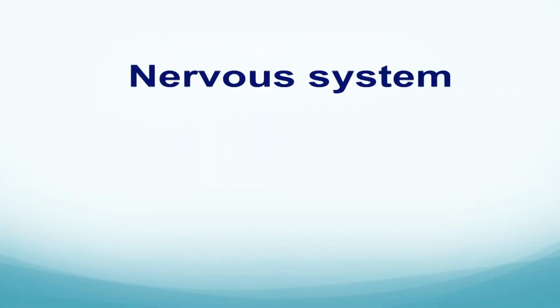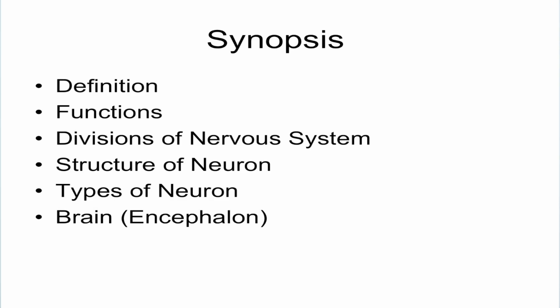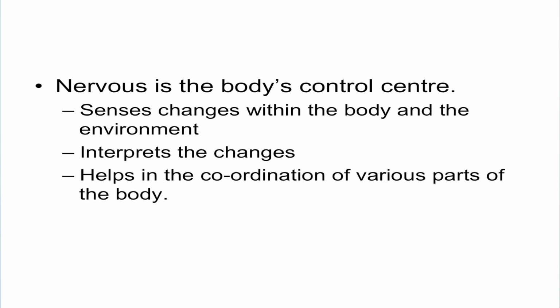So today we are going to study about the nervous system. Under this topic, first we'll see the definition, then the properties of the nervous system, then the functions, and then we'll come to the divisions of the nervous system. Coming to the definition, the nervous system is the body's control center. It is a system which controls and coordinates all the activities in the human body.